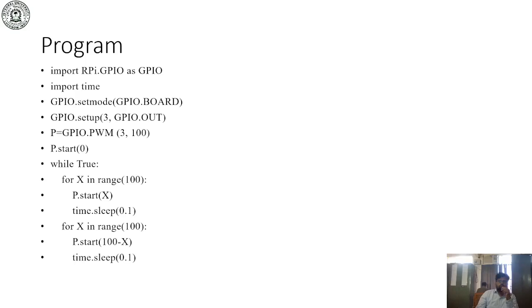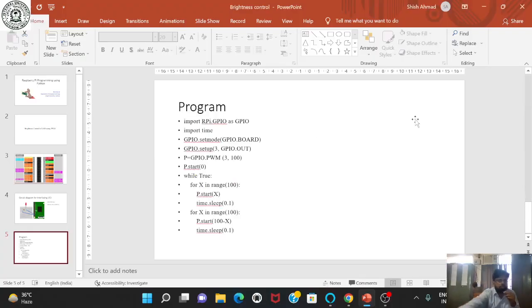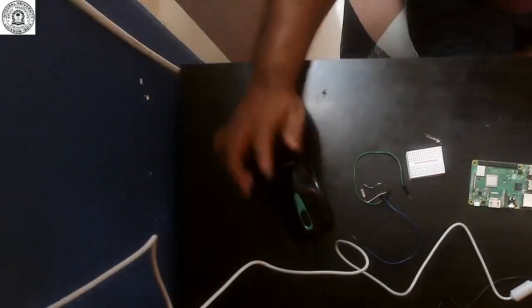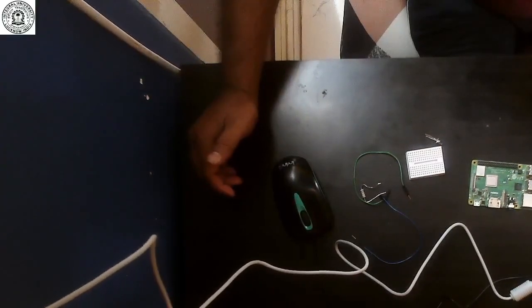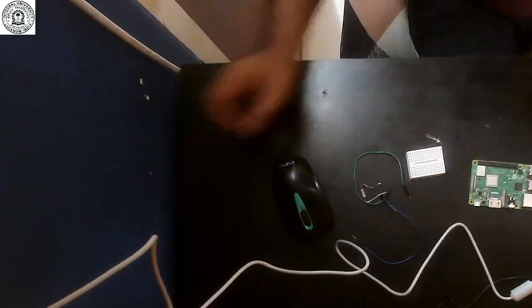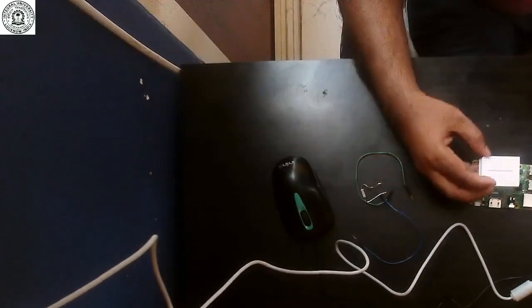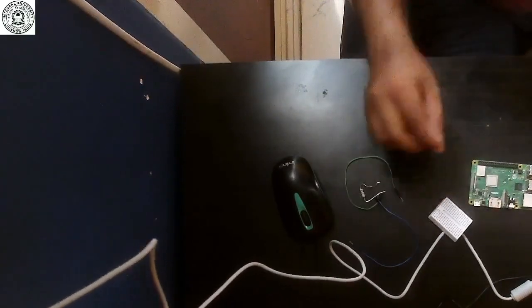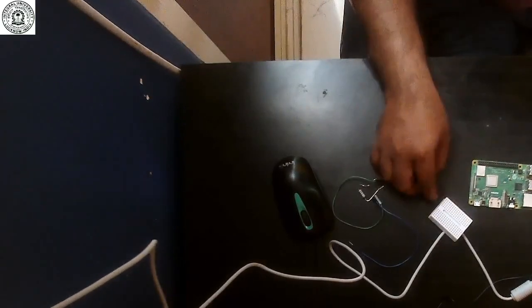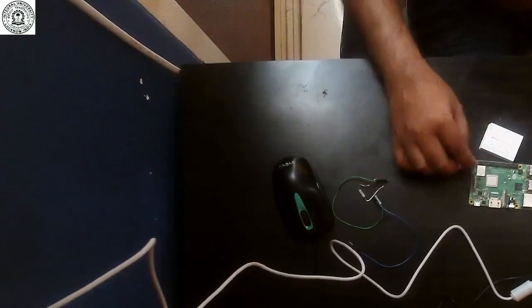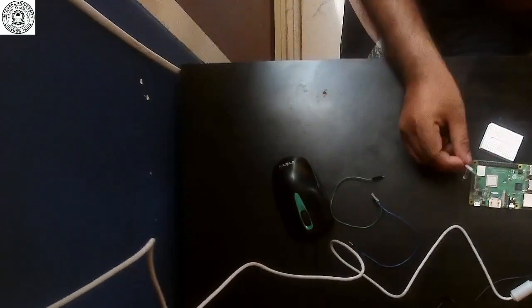Okay, so let's see the connections of the Raspberry Pi and start the programming. So let's start the connection of LED brightness control. Here again I have the breadboard, and of course the LED. This time I will not use the resistor.